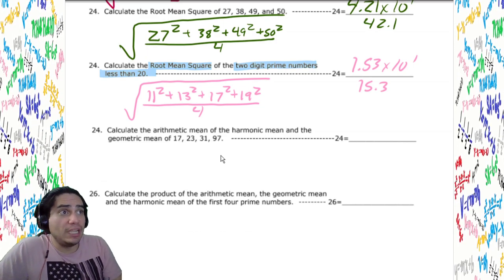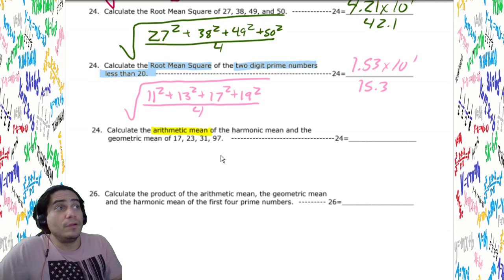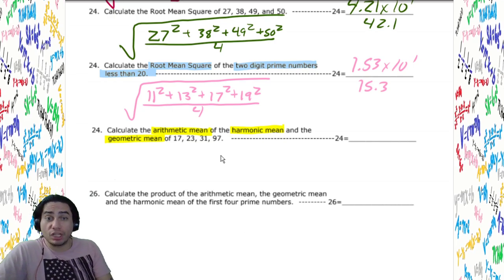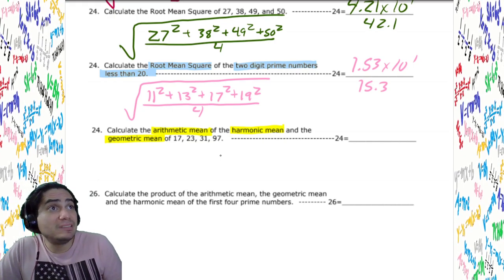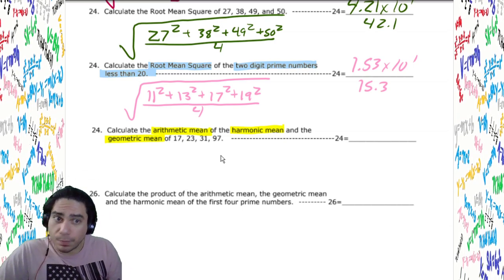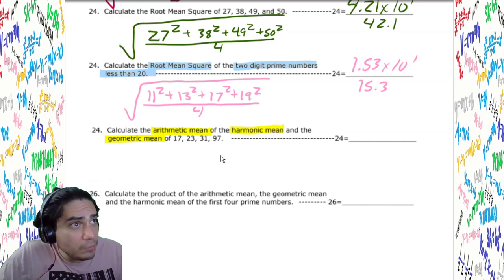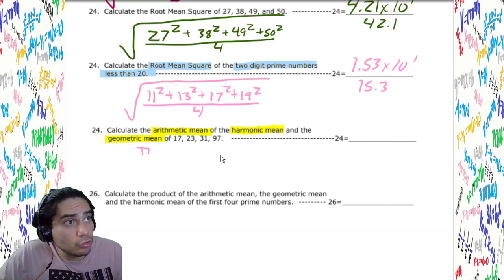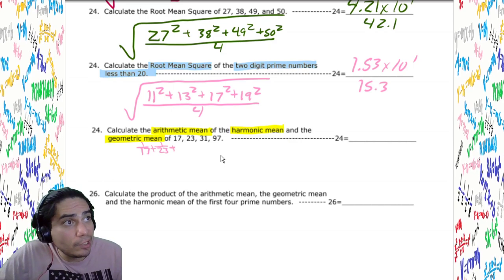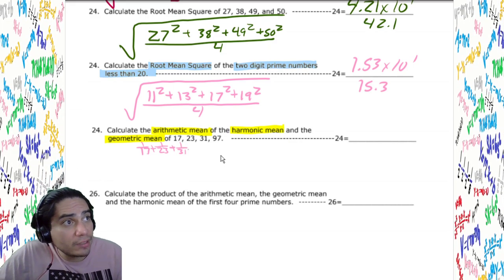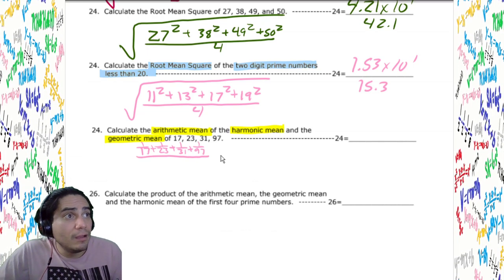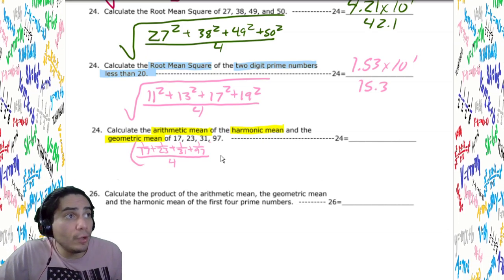So we got to calculate the arithmetic mean of the harmonic mean and geometric mean. Oof. We're going to do some work here. So let's go ahead and do it. We're gonna basically get two averages, add them up and then divide by 2. This is an intense problem, so let's set it up. So the harmonic mean of 17, so we're gonna do 17, 1 over x, plus 23, 1 over x, plus 31, 1 over x, plus 97, 1 over x, divided by 4, and then we're gonna 1 over x this.